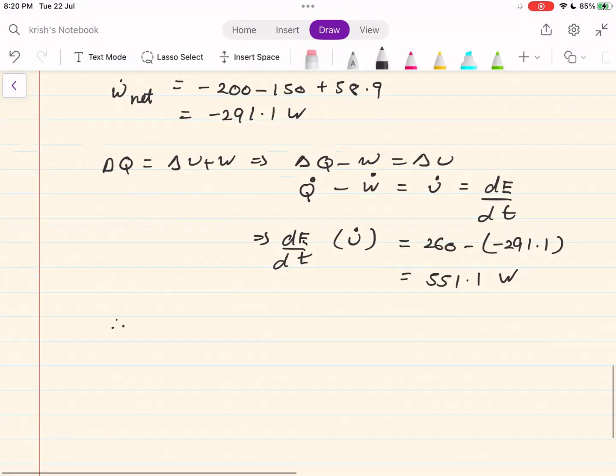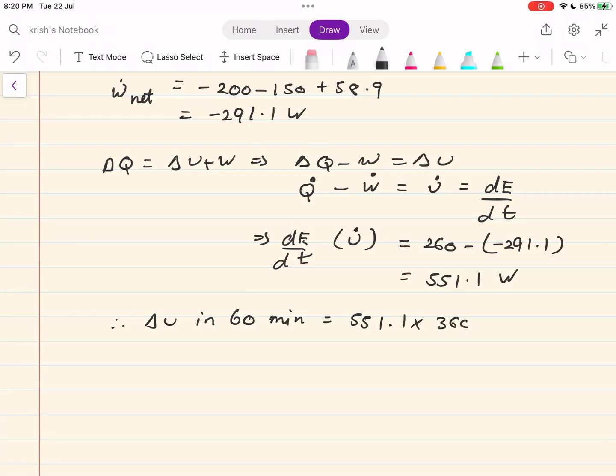Therefore, delta U in 60 minutes of the surrounding air is equal to 551.1 into 3600. 60 minutes means 3600 seconds, equals 1984 kilojoules. Right.